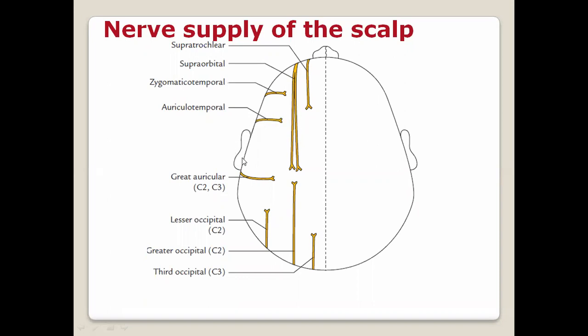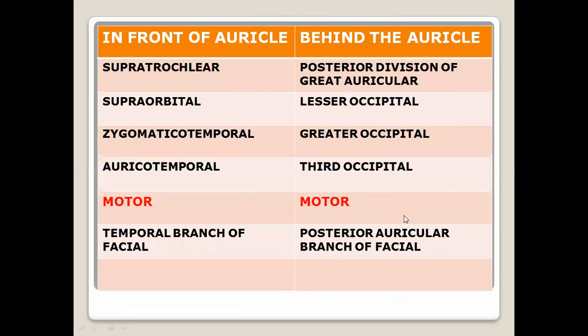Then behind the auricle, 4 sensory. So greater auricular nerve from cervical plexus. Then you can see the lesser occipital nerve from C2. Then greater occipital nerve from C2. Third occipital nerve from C3. The motor branch here is the posterior auricular branch of the facial nerve.